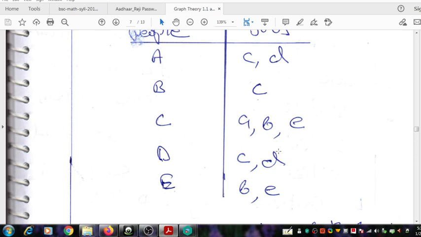So if you try to assign C to A and you assign D to D, then you need one more job to assign to B. But there is no such job left, because how many jobs are there in the list? In the list there are only two jobs. So the problem arises.